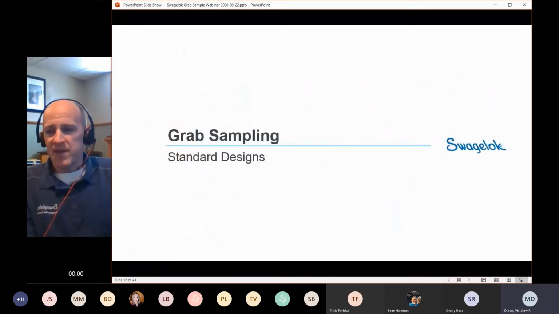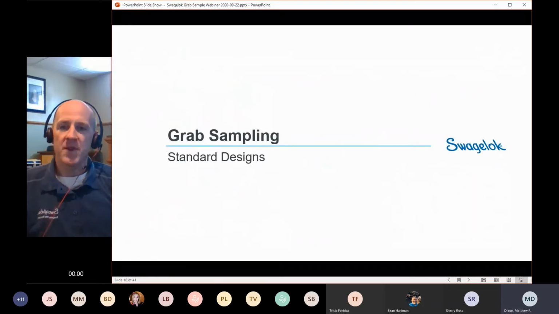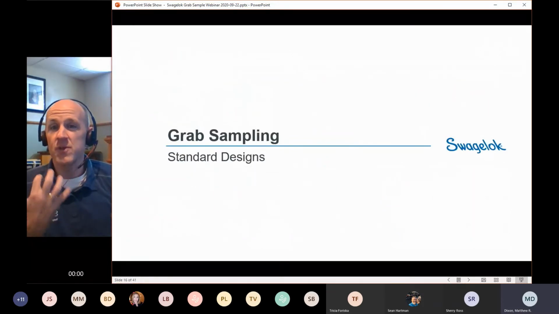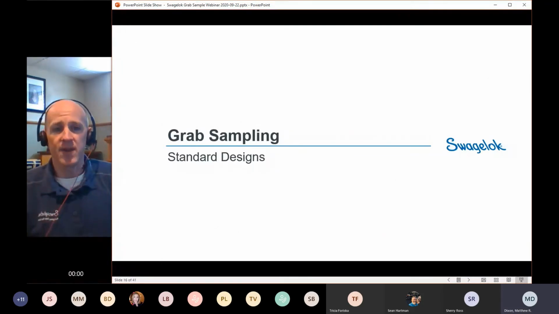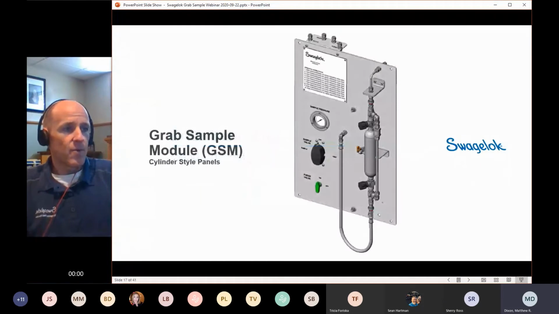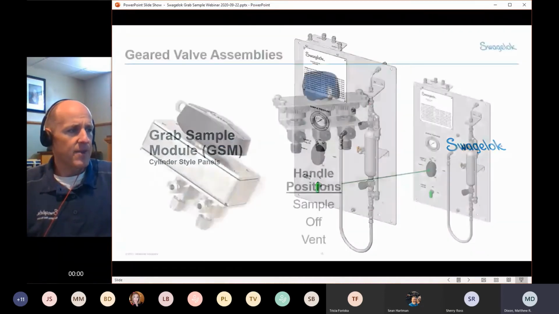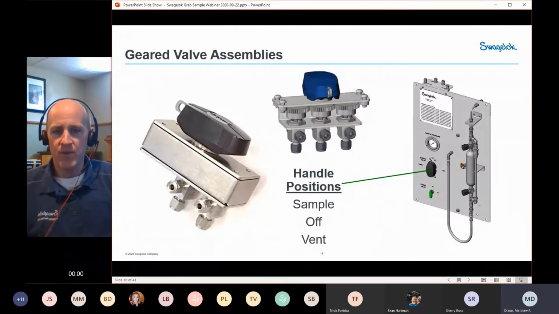All right. So now that we understand some of the design characteristics, along with some of the decision factors in terms of bottles versus cylinders, let's take a look at some of the standard designs, some of what we consider at Swagelok to be the best practices for sampling. So let's take a look first at our cylinder style panels, what we call our grab sample module or GSM. So these GSM panels, they all have this one thing in common, which is a geared valve assembly. And it's either a 2-valve assembly like you see here or a 3-valve assembly.